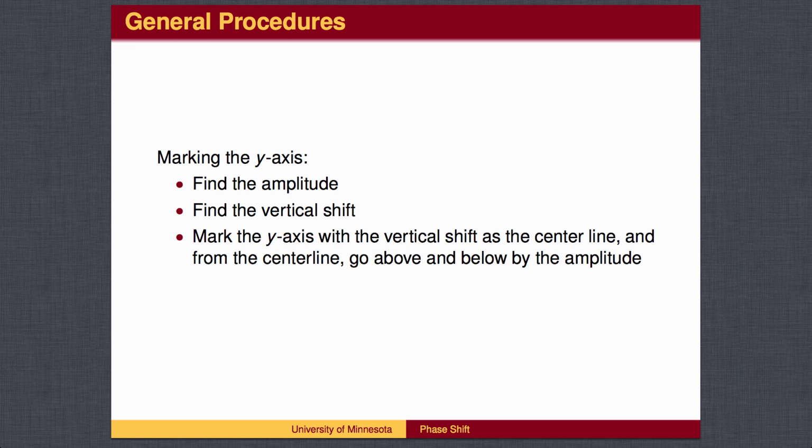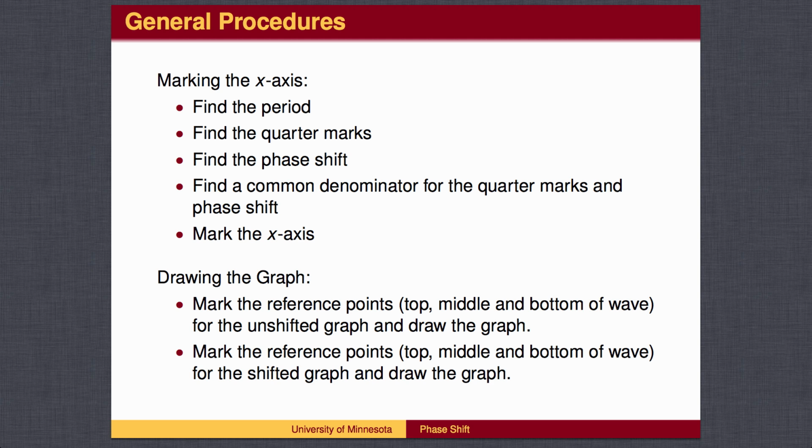Let's review the process for drawing sine and cosine waves. First, mark the y-axis as follows. D determines the vertical shift, which is where we place the center line. From the center line, go up and down according to the amplitude. Then we mark the x-axis.